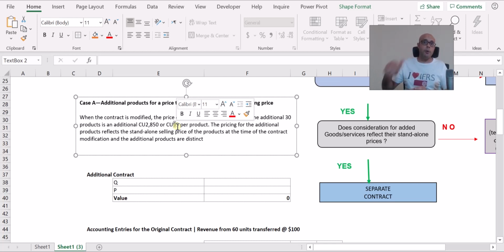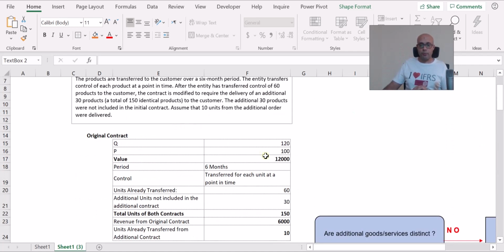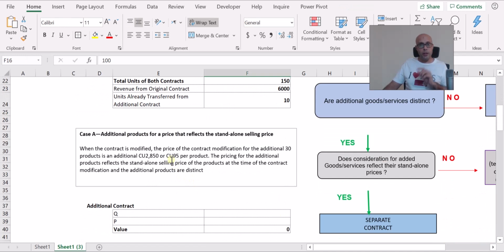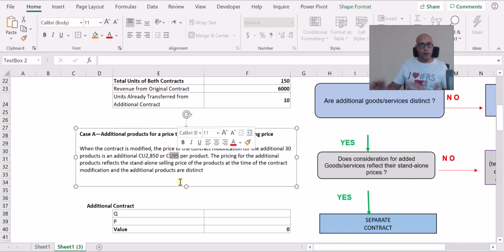Do you remember how much was the original price? The original price was 100. And the new price of the additional unit is 95. Okay, so we have a difference of $5 here per one unit.